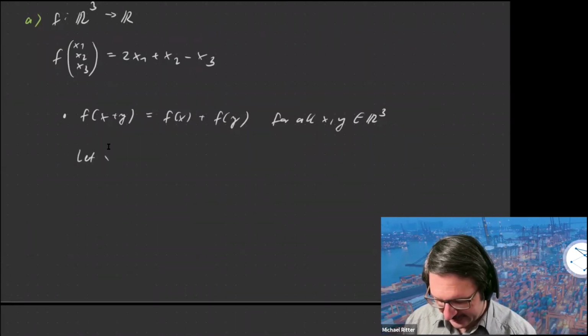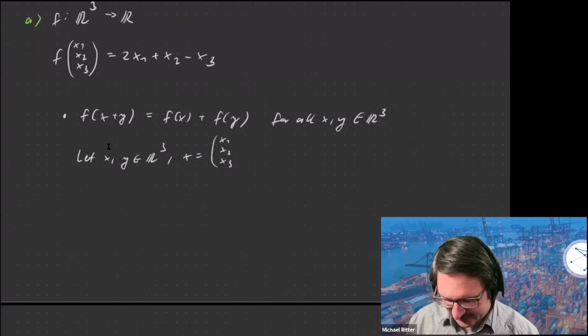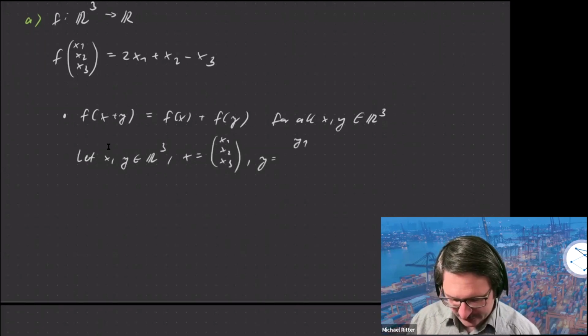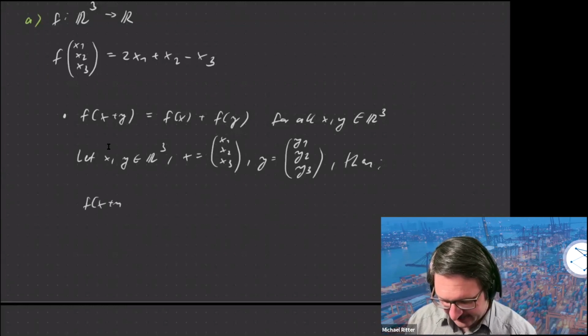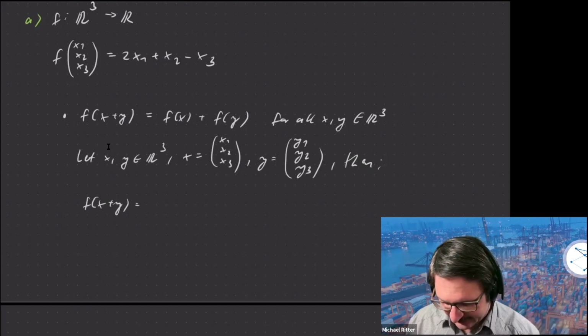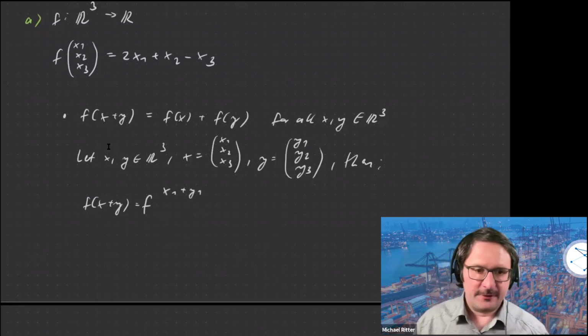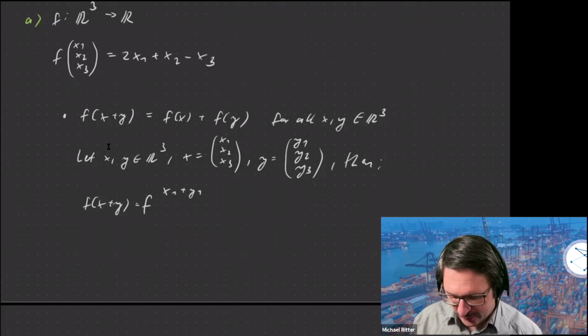So we'll start with: let x and y be in R3. As you would expect, x is the vector with components x1 to x3, and y is the vector with components y1 to y3. And then let's compute f of x plus y. So that means we take the sum first, and then we apply f. So the sum of x and y is simply taken component-wise. So the first component of the sum is x1 plus y1. The second is x2 plus y2, and then x3 plus y3.